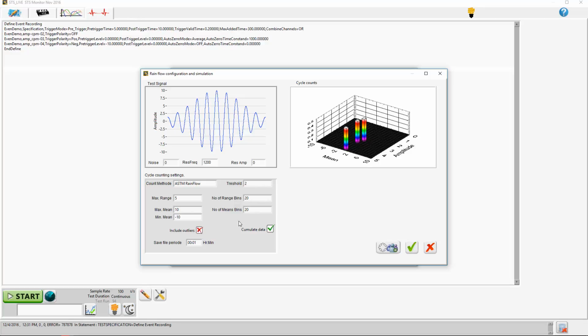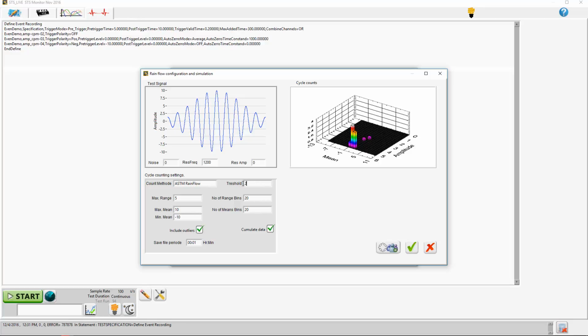If we wouldn't do that, we only have counts which fit into our range, but we don't know that the system was encountering these bigger cycles. So the cycles are counted and added, and we see the cycles accounted for in these bins.